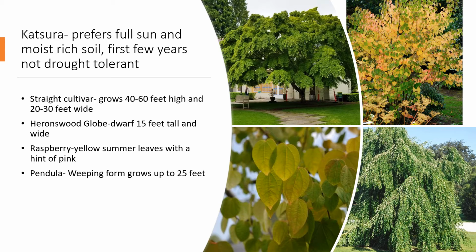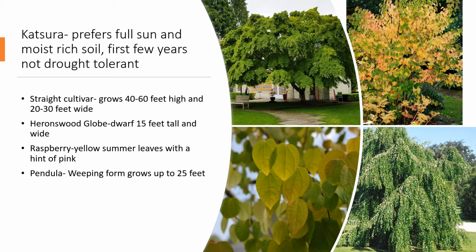Katsura is probably not a tree you've heard of, or many of you have, but it prefers full sun and moist, rich soil. Especially the first few years, it needs to be babied a little bit to make sure it gets off to a good start. It's not drought tolerant. Definitely those first few years. The straight cultivar grows about 40 to 60 feet high and about 20 to 30 feet wide. Heronswood Globe is a dwarf. It gets about 15 feet tall and wide.